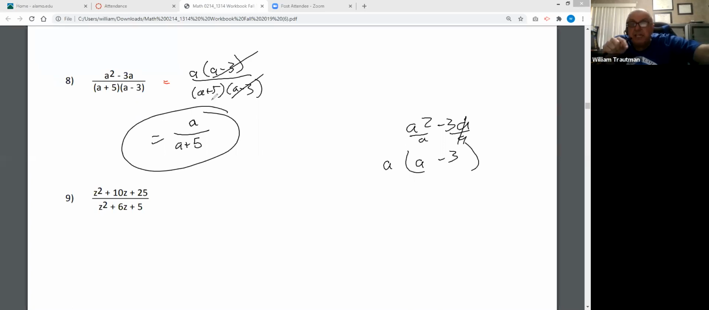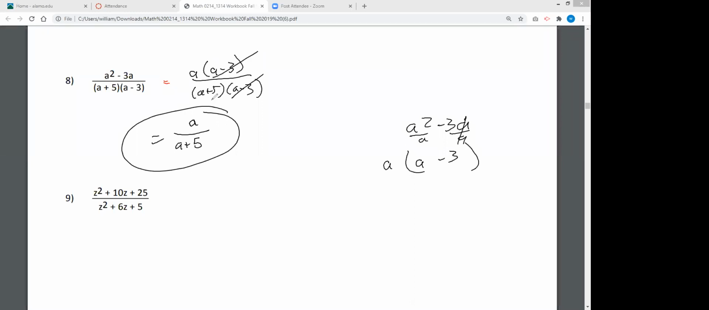All right, number 9. I want you to try to factor the top and bottom on number 9. See if you get the same thing I do. Try factoring number 9. You've got to be really good at factoring. We're taking this test this week. You got to get that practice in.